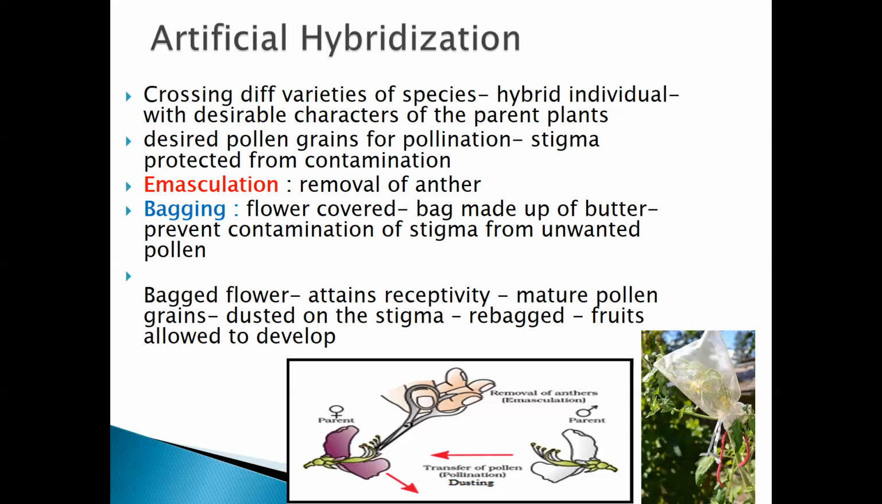Now the first step here is emasculation. Once you choose the plants you want, you remove the anther part, and that is known as emasculation. It is a very important process, and also an important definition. Emasculation is nothing but removal of the anther, that is, the removal of the pollen grains.